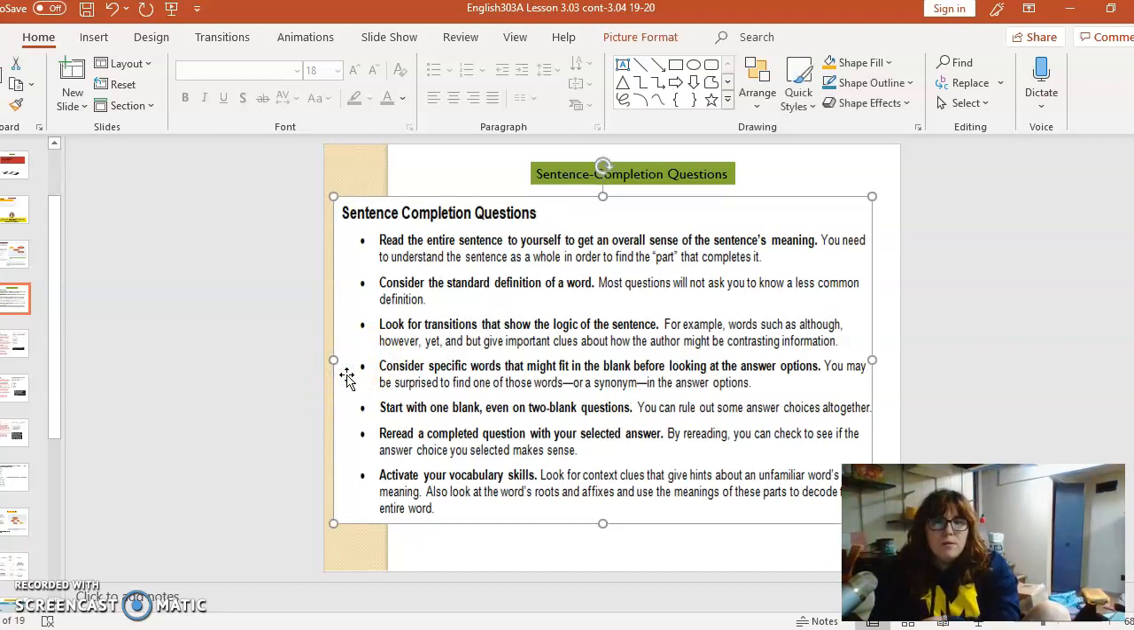Consider specific words that might fill in the blank before looking at the answer options. That's the one I use the most. So I'll read it and I'll look at the blank, and then I'll think about what word I would use to finish that sentence. And then I'll go look at the answers and try to find a synonym for the word that I thought.